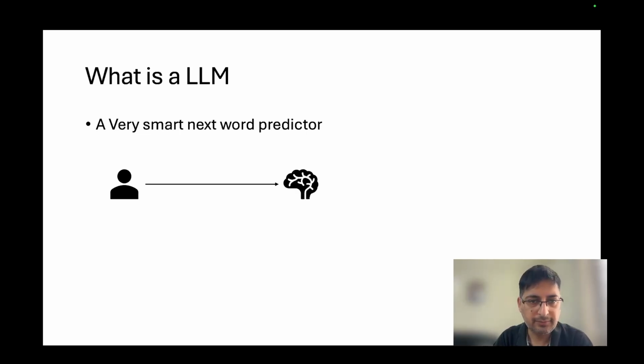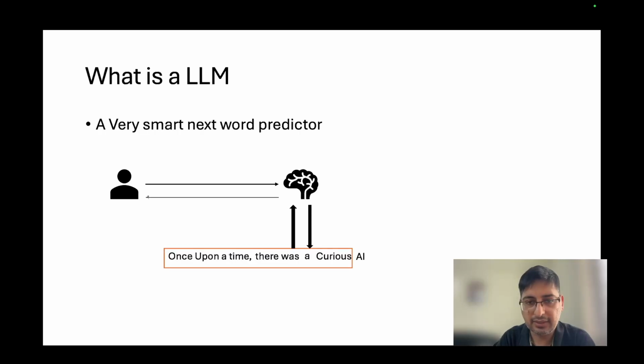Suppose there is a user who sends an input to a large language model. The input is a phrase, "once upon a time." When this is given as an input, the LLM responds back with the most probable word. In this case, it is "there." Once upon a time, there. Then that phrase is given as an input, and it again responds back with the next word. Once upon a time, there was, and so on and so forth. And that's how it completes the sentence or the story that you have asked it to complete.